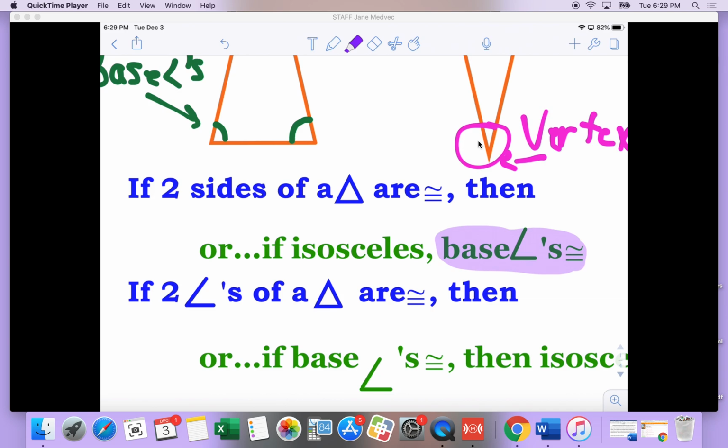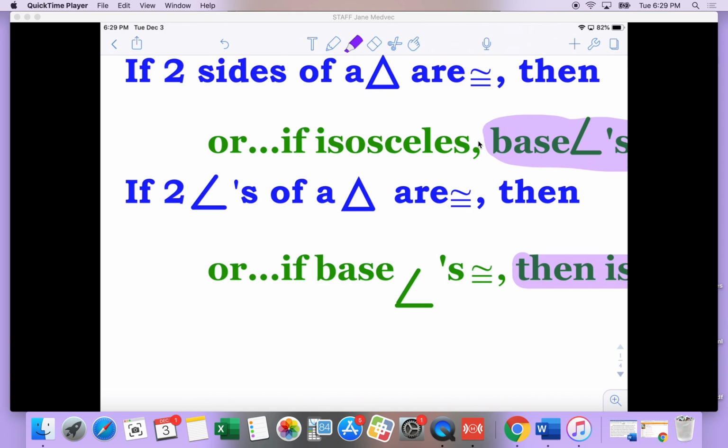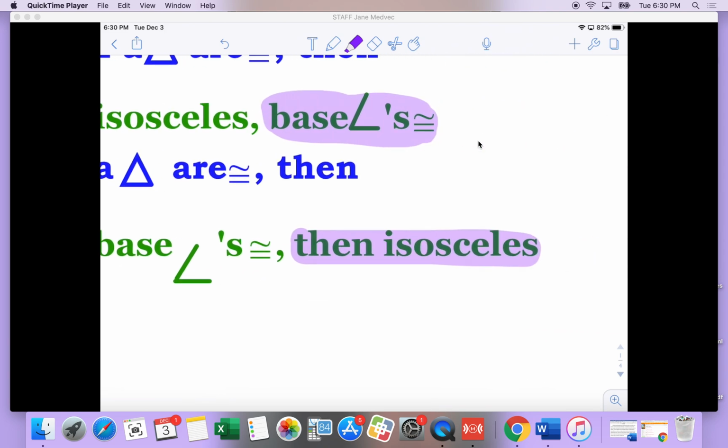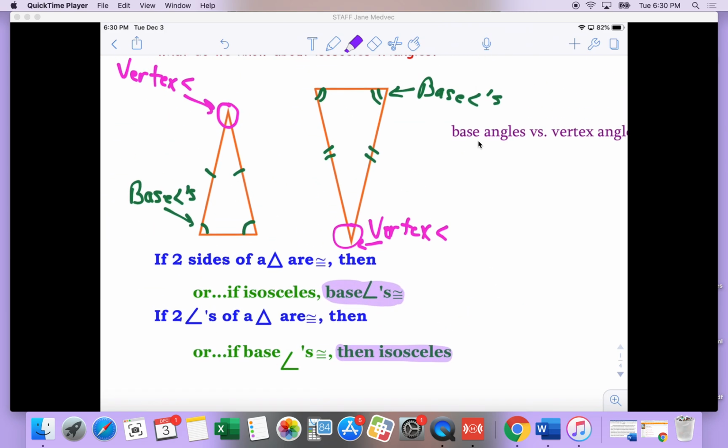I can also do the converse of that. That says that if I have two angles of a triangle are congruent, then I know it's an isosceles triangle. Or if it tells me the base angles are congruent of a triangle, then I know that it's an isosceles triangle. So the converse is also true. And this is really important, not only in proofs, but just working general problems.